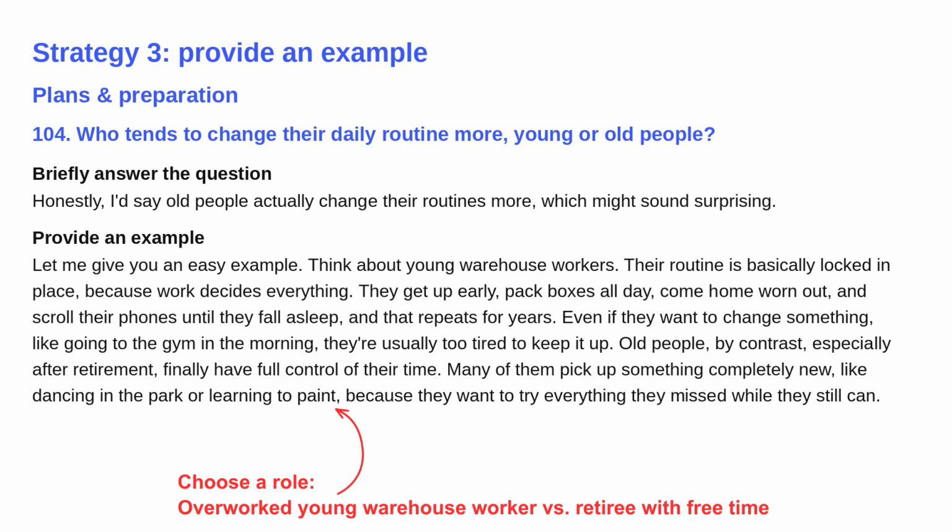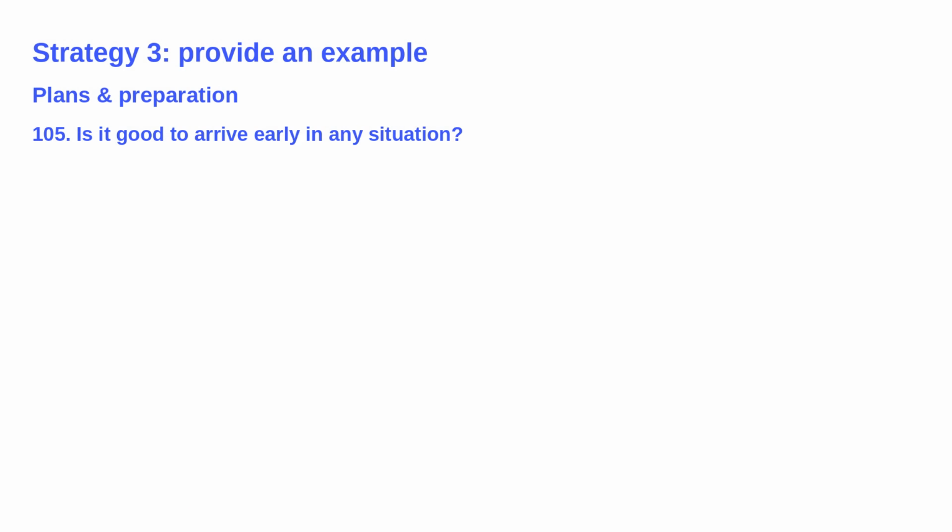They get up early, pack boxes all day, come home worn out, and scroll their phones until they fall asleep. And that repeats for years. Even if they want to change something, like going to the gym in the morning, they're usually too tired to keep it up. Old people, by contrast, especially after retirement, finally have full control of their time. Many of them pick up something completely new, like dancing in the park or learning to paint, because they want to try everything they missed while they still can.